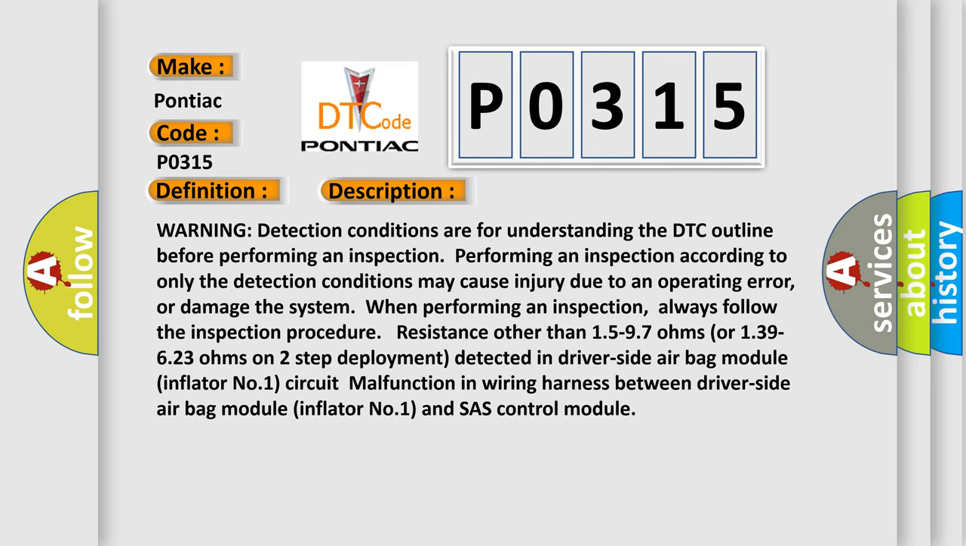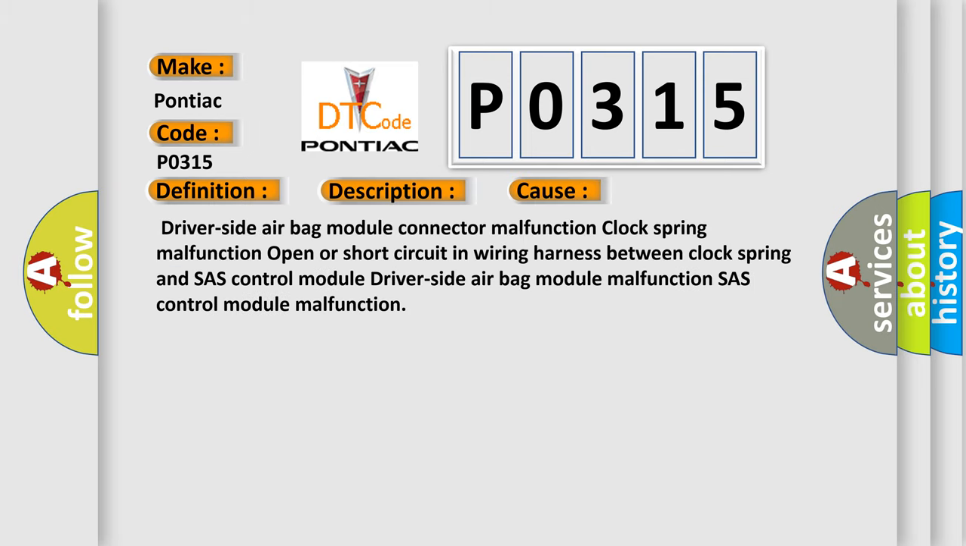Resistance other than 15 to 97 ohms or 139 to 623 ohms on two-step deployment detected in driver side airbag module inflator number 1 circuit. Malfunction in wiring harness between driver side airbag module inflator number 1 and SRS control module. This diagnostic error occurs most often in these cases: driver side airbag module connector malfunction, clock spring malfunction, open or short circuit in wiring harness between clock spring and SRS control module, driver side airbag module malfunction, SRS control module malfunction.